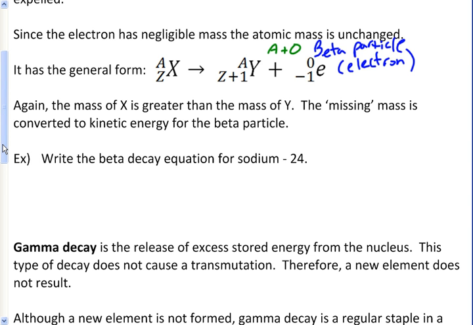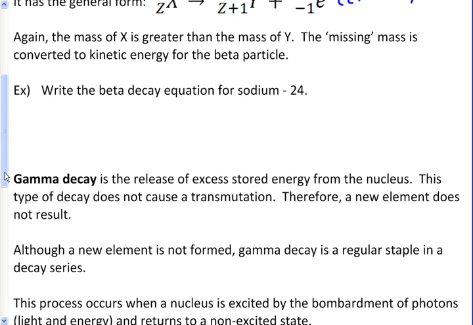So what I'm going to do is I'm going to give you guys a second to try to do the beta decay by yourself for sodium-24. Okay, so I want you to take a second and write down what you think the beta decay looks like.